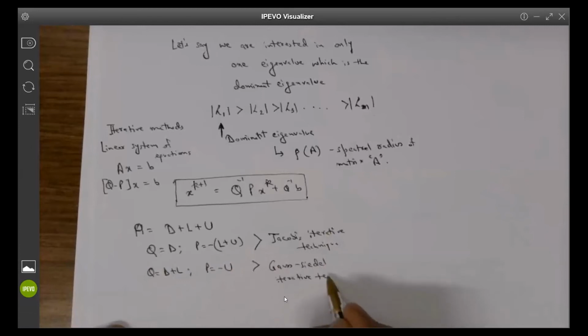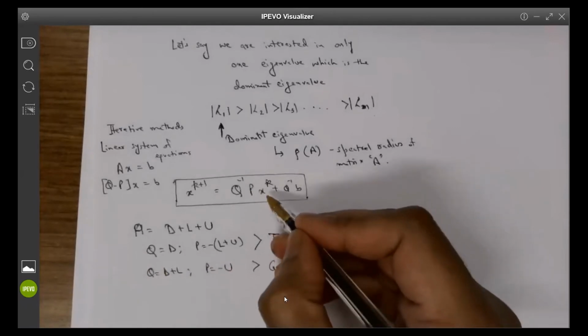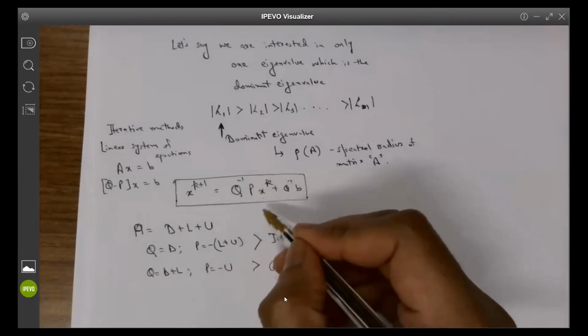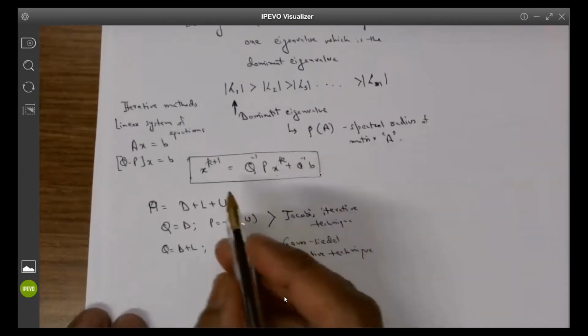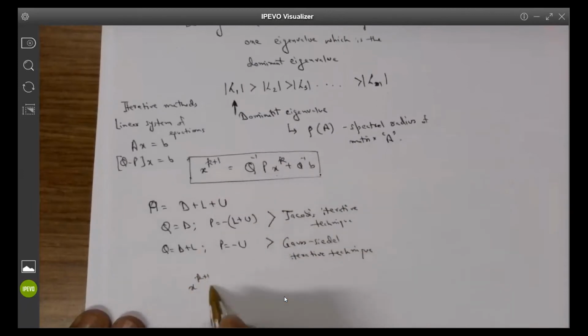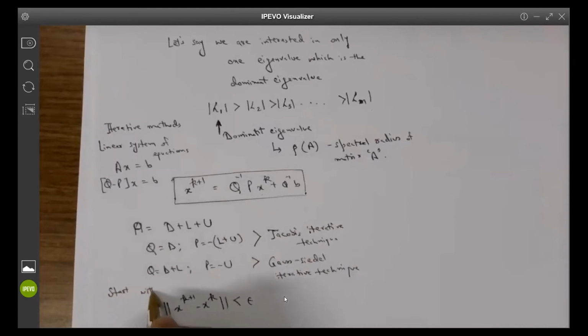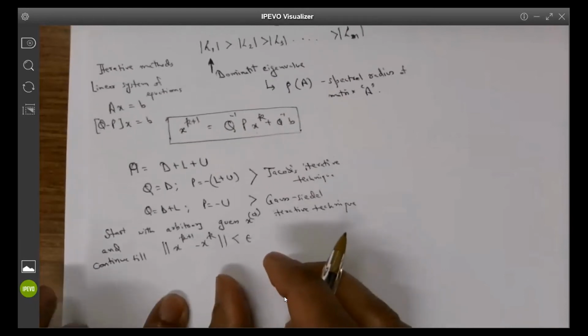So the big question that always comes up is, in this iterative technique, we start with an arbitrary guess. So we start with x0, an arbitrary guess, and we keep on doing this iterative solution till we actually stop at the point where the norm of the residual, xk plus 1 minus xk, is less than epsilon. So start with an arbitrary guess of x0 and continue till we reach this condition.